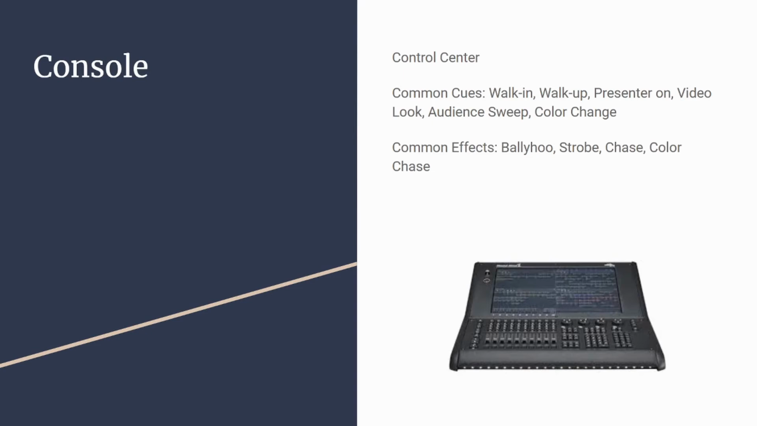Here's our lighting console. This is the Roadhog 4 that we have with ATX Event Systems. And here's some common effects and cues that you can put into your run of show as you're trying to get your client to think about lighting and as you're trying to communicate to your lighting designer. So there's always going to be a walk-in look and a walk-out look.